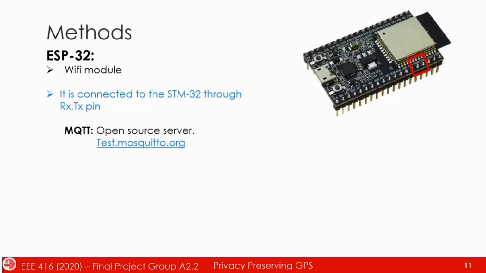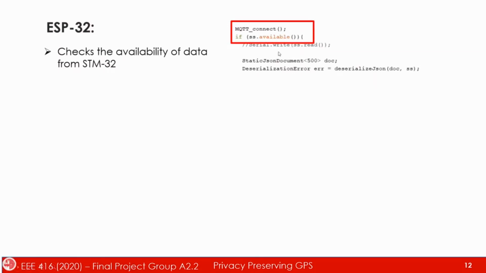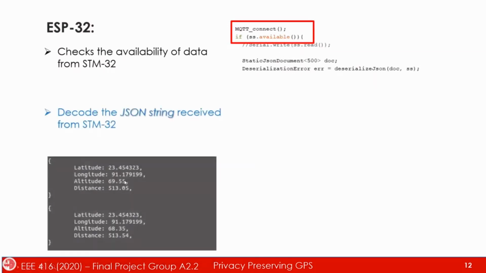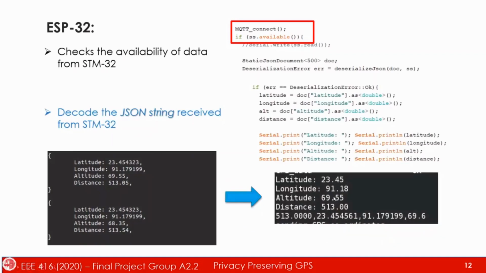At the very beginning, this ESP32 connects to the MQTT server. After connecting to the server, ESP32 checks if any data is available from STM32. STM32 sends the GPS data as JSON string. ESP32 decodes the JSON string and puts it to respective variable.